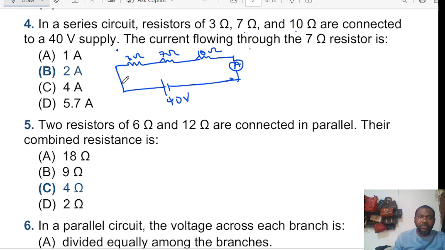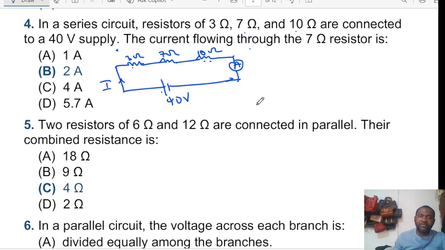But I want to say something here: as long as they are connected in series, the same current flows through them. This is the current supplied by the cell, so this is in series with this, in series with it. So the current flowing through this is the same as the current flowing through this, and the same as the current flowing through this, which is the same as the current supplied by the battery.